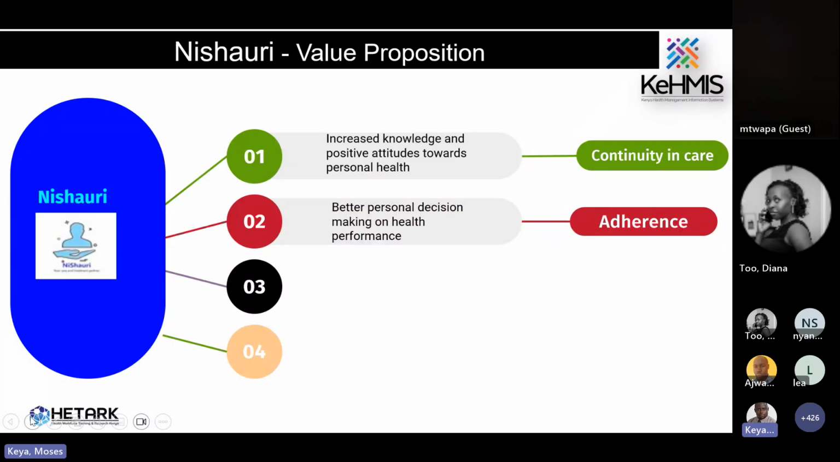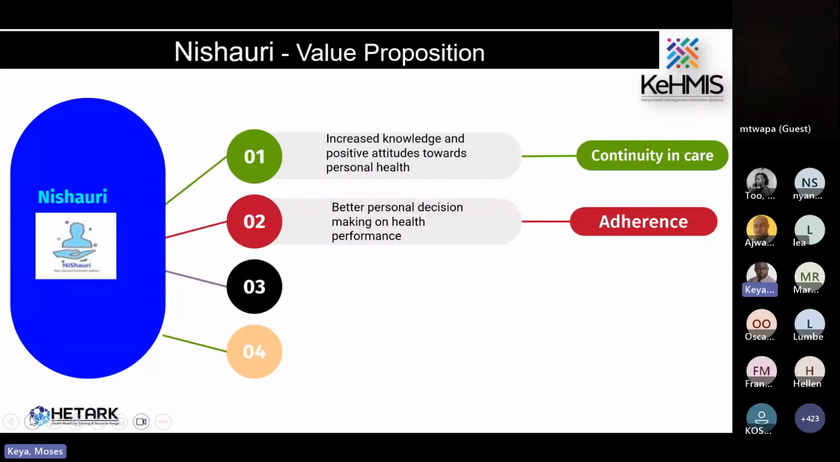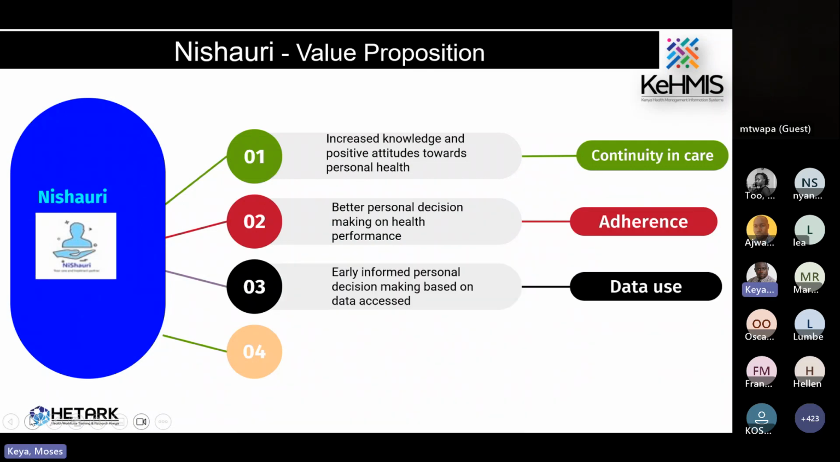It is also critical because, like I mentioned, once you're given the opportunity to reschedule your appointment, it will help you have good adherence to care and treatment. And then data use: early informed personal decision making based on the data accessed. So it empowers the clients themselves to make use of the data that is at their disposal. We're talking of the viral load results and even their adherence to appointments.